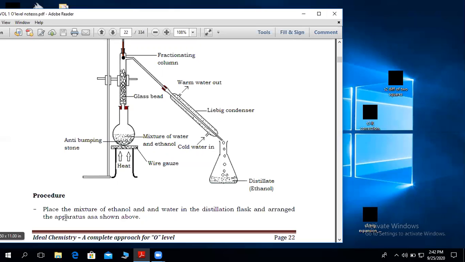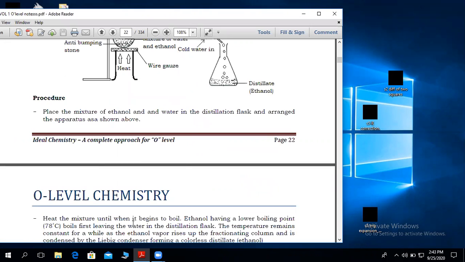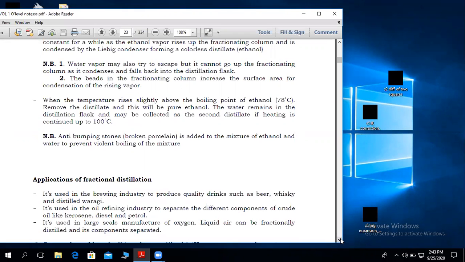write some short notes talking about your diagram. You say, place the mixture of ethanol and water in a distillation flask as arranged above. Heat the mixture until when it begins to boil. Ethanol having a lower boiling point will come out first, and it will be collected as a distillate. So that is what I wanted, and you did it well.